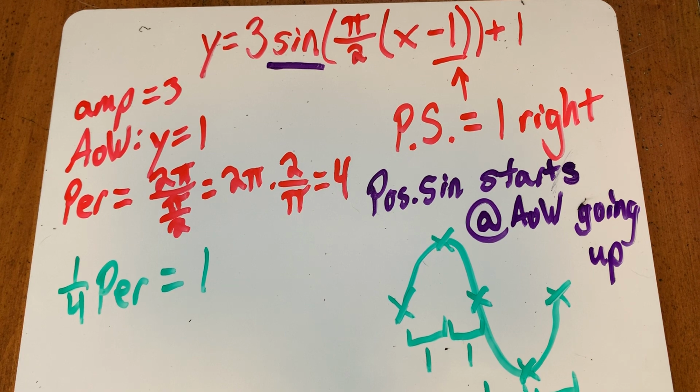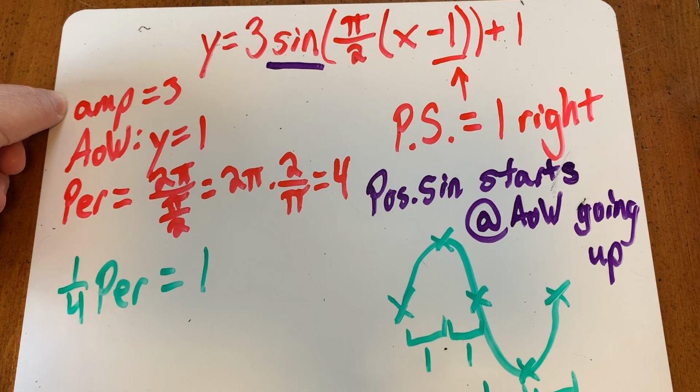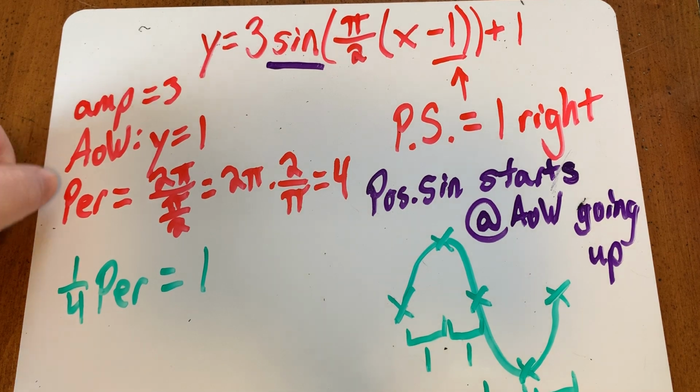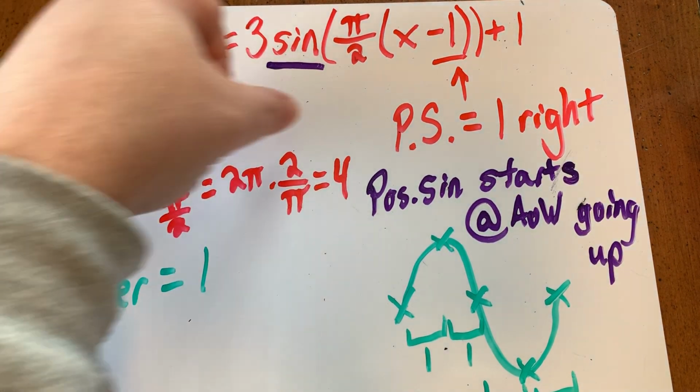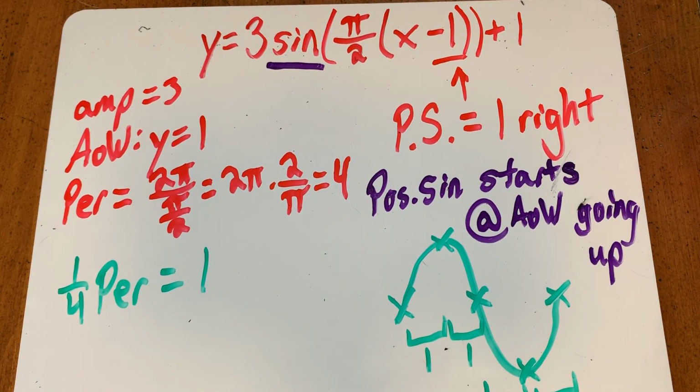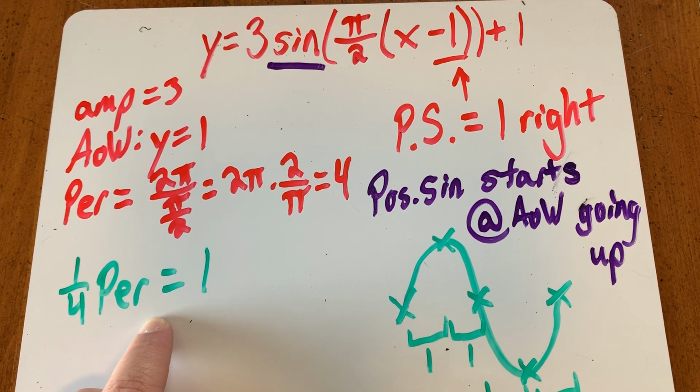So regardless whether it's a sine or a cosine function, finding the amplitude is the same, finding the axis of the wave is the same, finding the period is the same, and finding the phase shift is the same. Regardless whether it's a sine or a cosine function, the pattern is still going to be happening every 1/4 of a period.